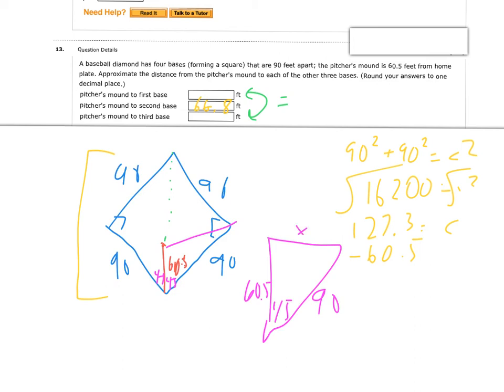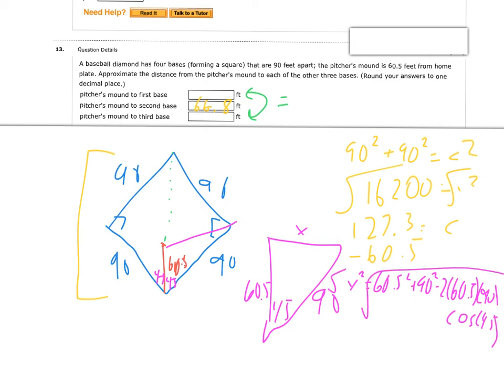of cosines. So I'm going to say x squared equals 60.5 squared plus 90 squared minus 2 times 60.5 times 90 times the cosine of 45. So I would just square root that and type that whole thing in the calculator there since it's all on the right side, and that's going to give you your answer for these two right here.